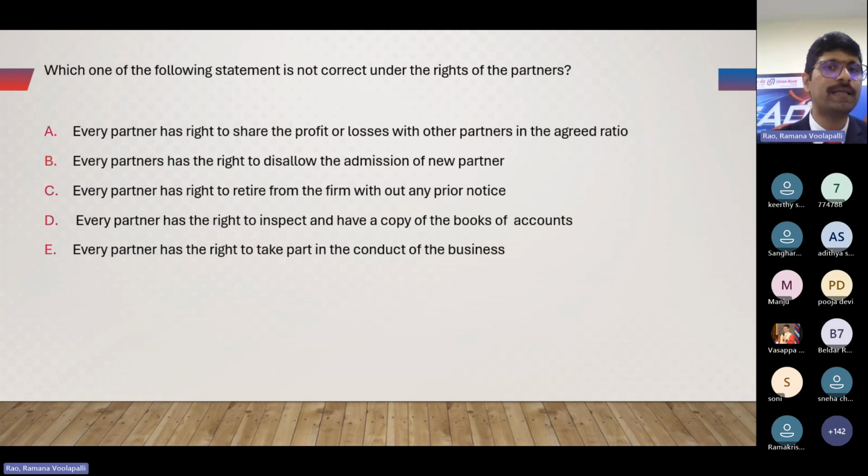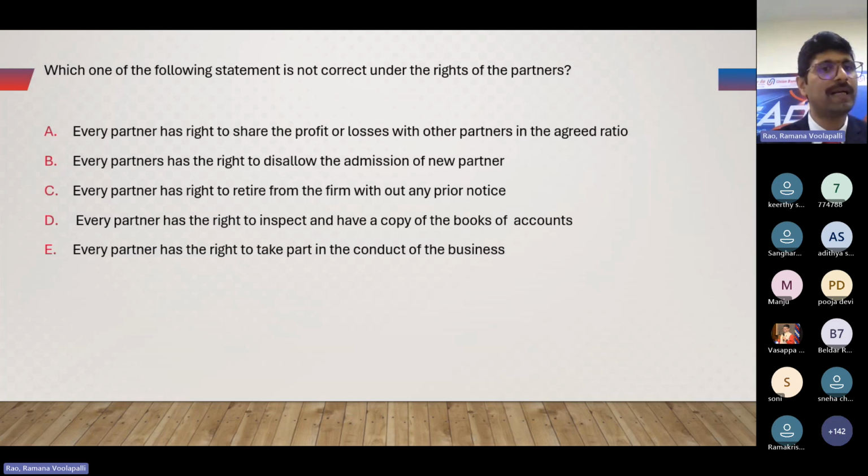Which one of the following statements is not correct under the rights of the partner? We have discussed various rights the partner has. Yeah, Pooja Devi madam, why not in capital ratio? Okay, we have a slide. We will go into detail on that also. Aruna sir, enable chat option to everyone. For some of them, chat is enabled; they can log out and log in. Prashant Kumar ji, Ramesh Sahaji, Mahato ji, Subham Agarwal have all given C as option.